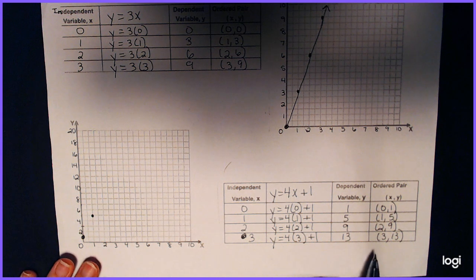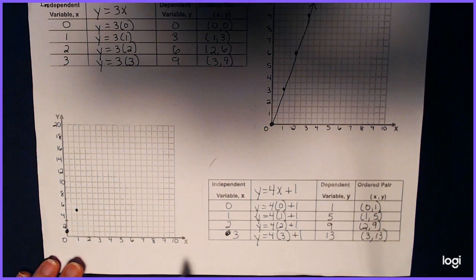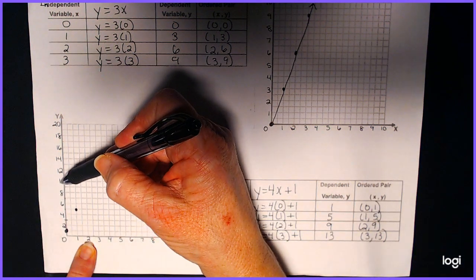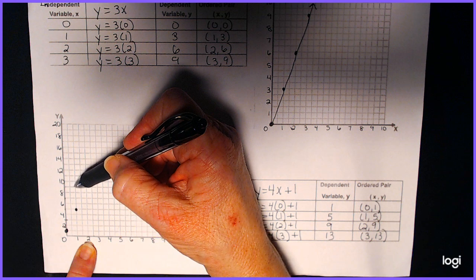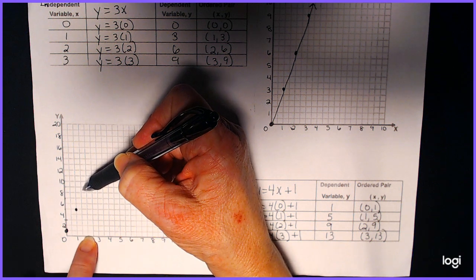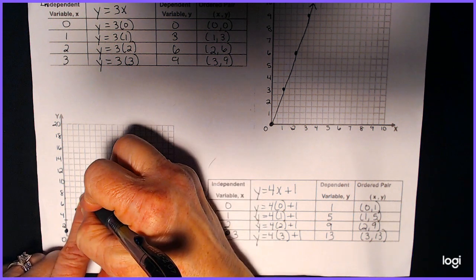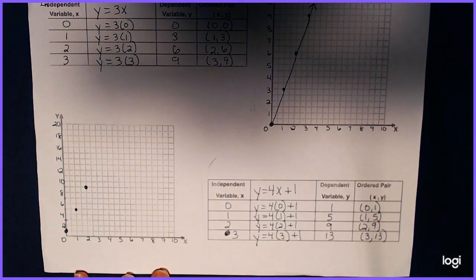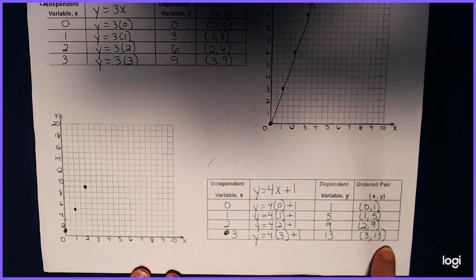Okay, the next one says over 2, up 9. So here's my 2, and my 9 is going to be between the 8 and the 10 here. So I can kind of maybe match up, and it looks like my dot's going to go right there. And my last point that I have on here is going to be over 3, up 13.